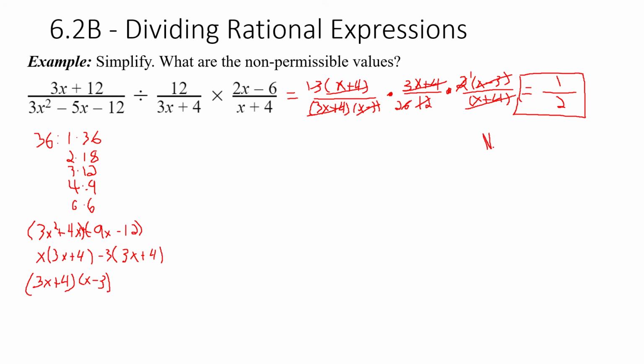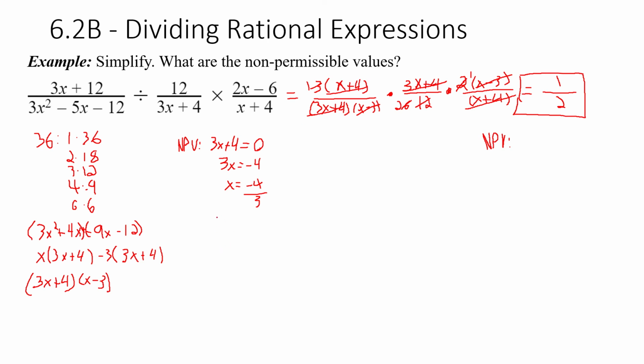With our non-permissible value list of, oh, we didn't do our non-permissible value list. Needed to do it from here. Let's do all of our non-permissible values from these terms. So non-permissible values, we want to find out what would make 3x plus 4 equal to 0. Subtract 4 from both sides. Divide both sides by 3. And negative 4/3 would make this 0.